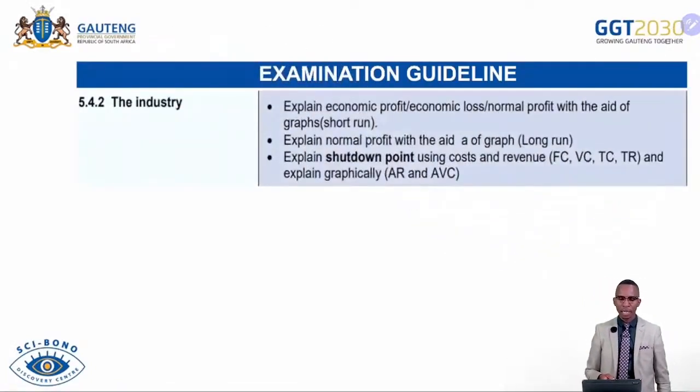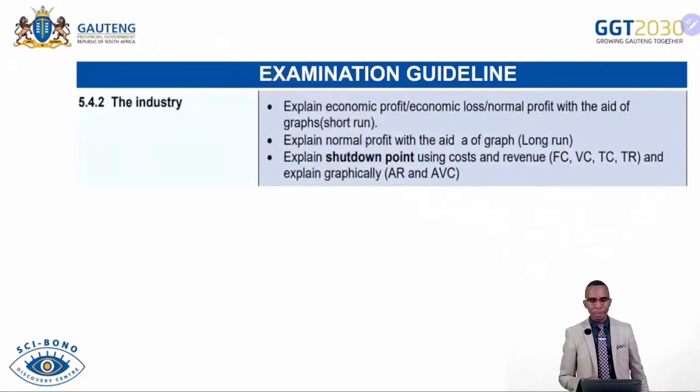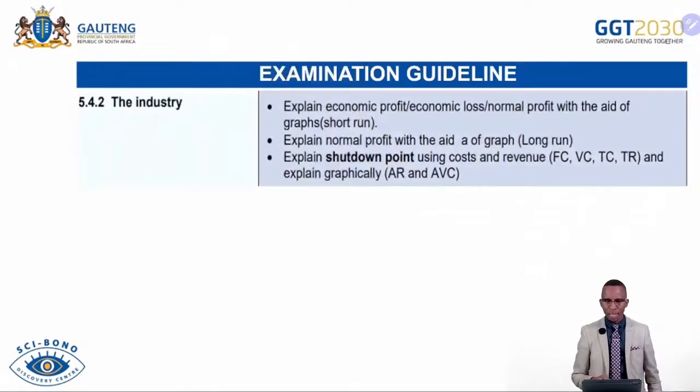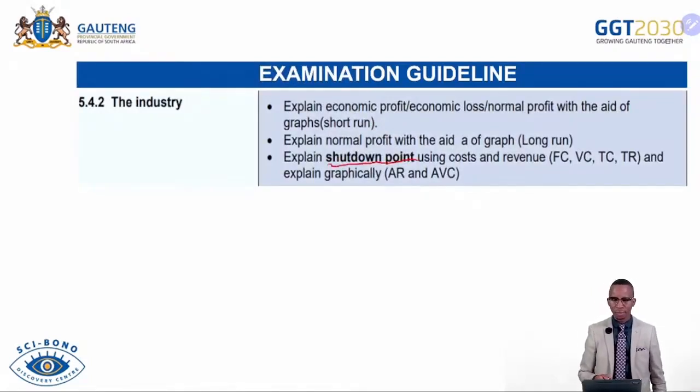As for the examination guideline, the industry: explain economic profit, economic loss, normal profit with the aid of graphs. Explain normal profit with the aid of a graph. Explain the shutdown point using the cost and revenues.